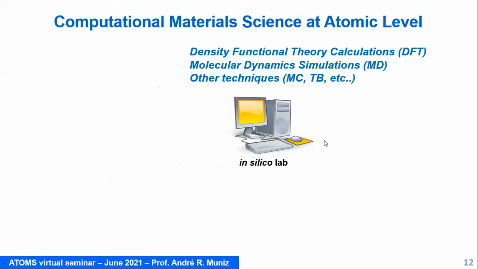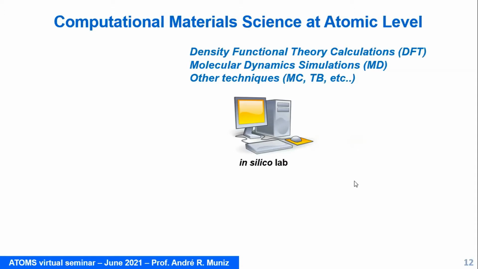So what's the idea of using these techniques in computational material science? When we go to a real lab, what do we usually do? We get some raw material, we synthesize the material, then we use different characterization techniques to get some information about their structure, their functionality. That's what we do, but using a computer.